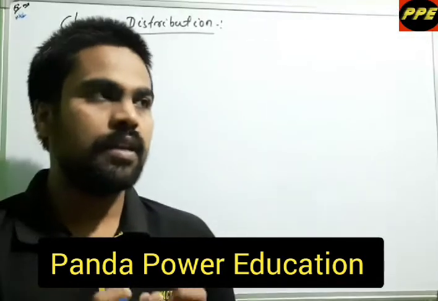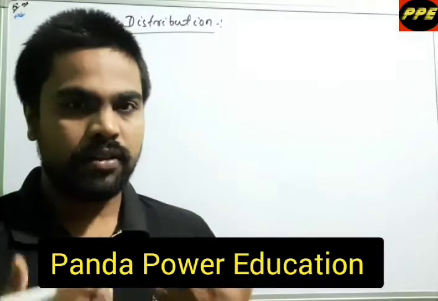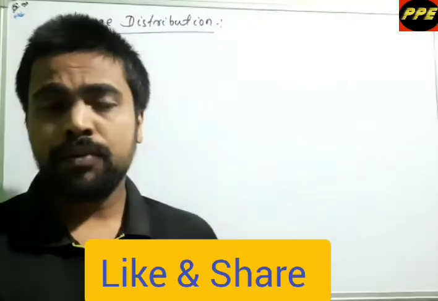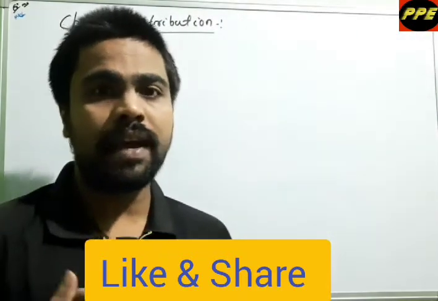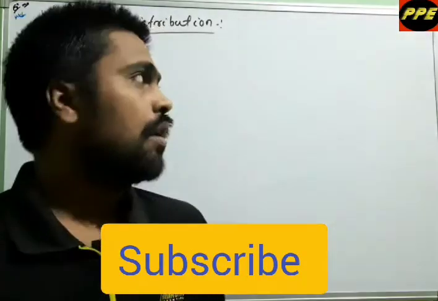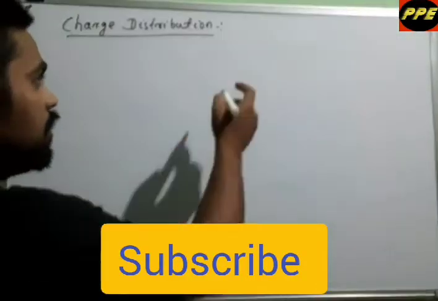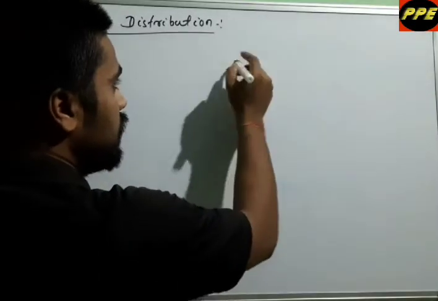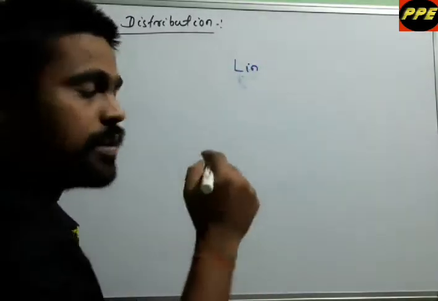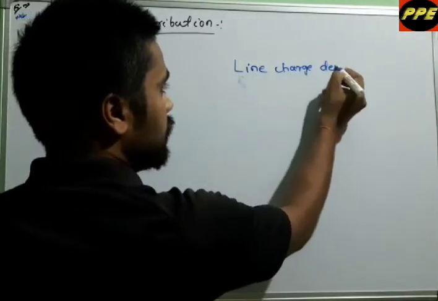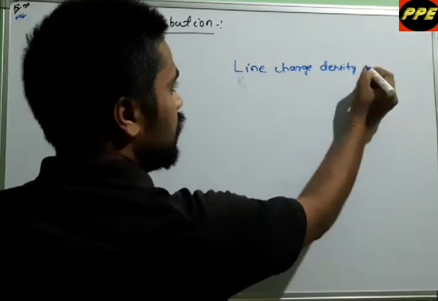Students, in the previous class, we already studied the charge distribution, that is line charge distribution. What is line charge distribution? The charges are distributed in a line, that means in a single wire, the charges are distributed. In that case, we call it line charge density. Already discussed in the previous class, that is line charge density, which is called lambda.